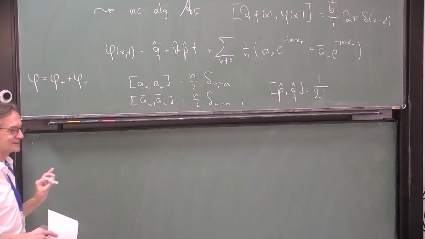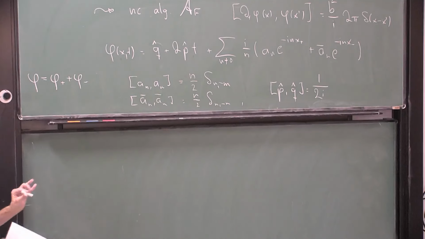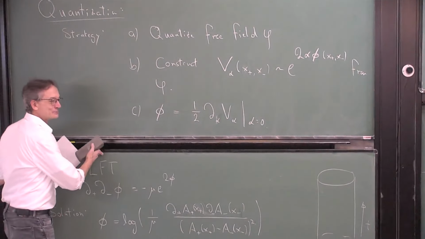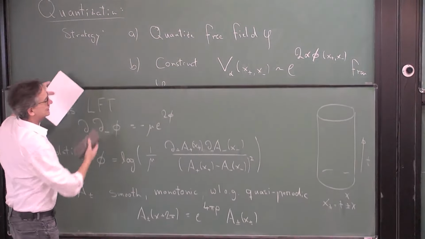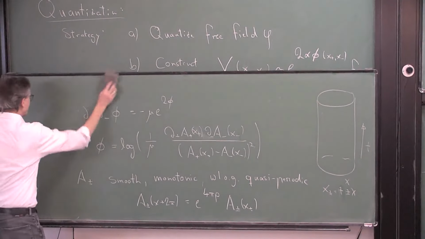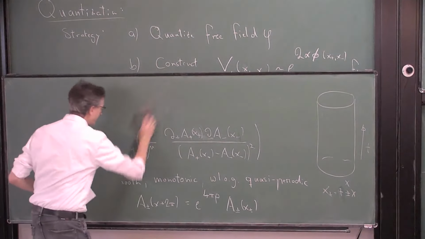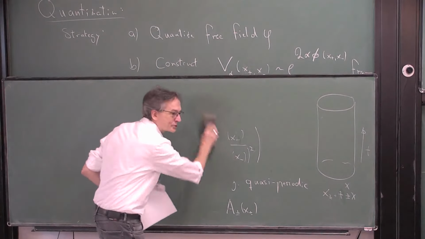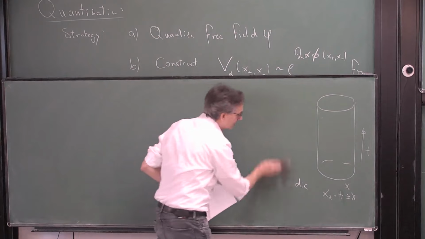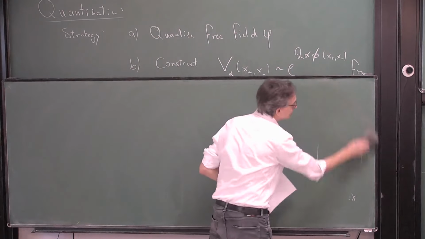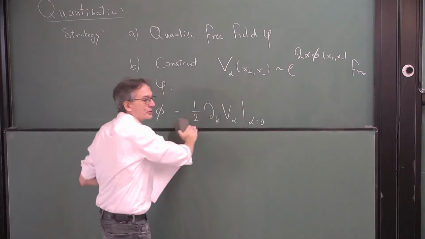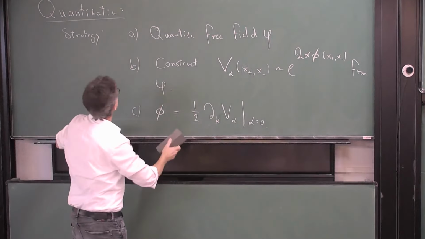Okay, that's a smallish point that I like to skip. It's not a big deal, but indeed a priori phi plus and phi minus have independent modes, and at the end of the day you need to impose a constraint that identifies them as quantum operators in order to write down the solution. So that's roughly the story here.